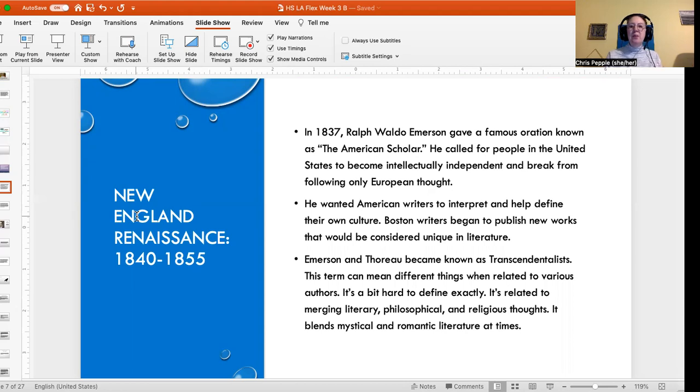It's related to merging literary, philosophical, and religious thoughts. So that's why it's a little bit different in each person, because it depends on what your religion and your philosophy is when you mix it with your literary thoughts. It blends mystical and romantic literature at times.